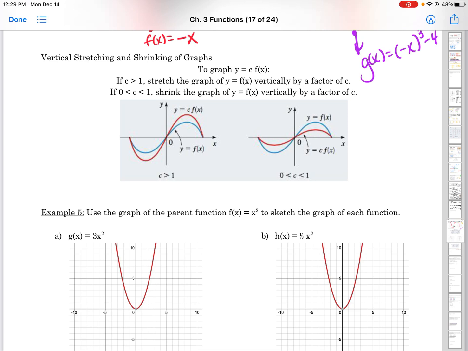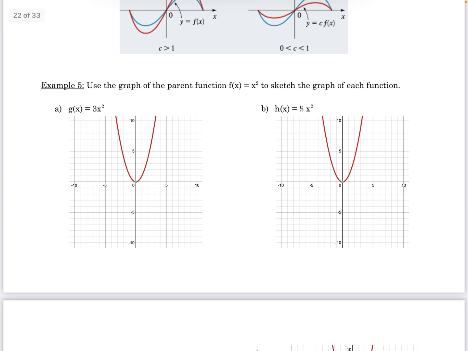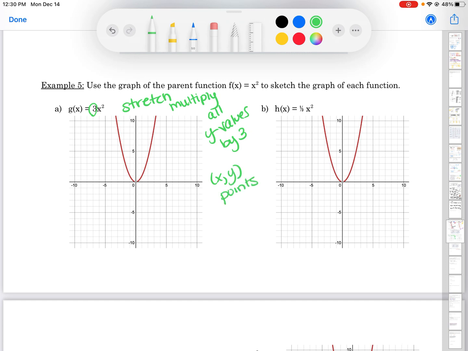All right, so in this one, we again have that parent function. We have 3x squared. We know it's a parabola because of the little 2 there, but the 3 is going to do something for us because 3 is greater than 1. This is going to be a stretch. And what we mean by stretch is that we're multiplying all of the y values by 3. In your x comma y points, multiply all of the y values by 3.